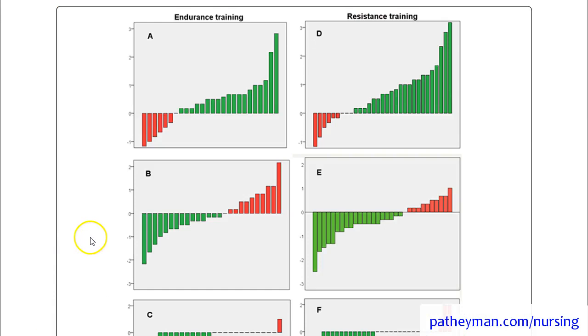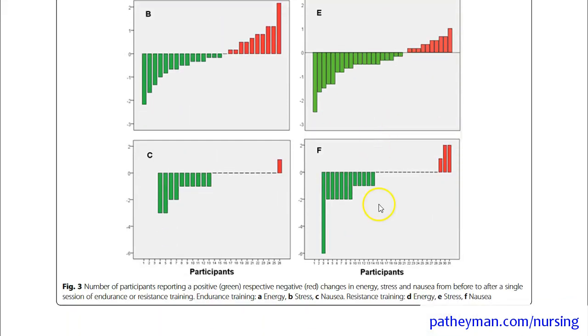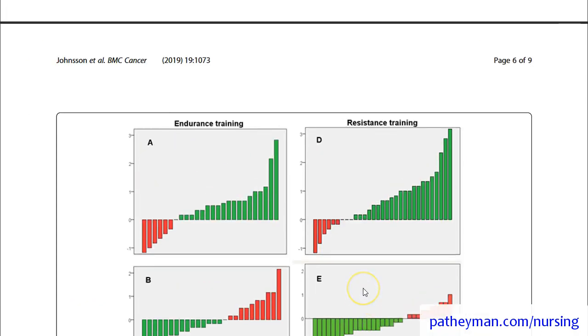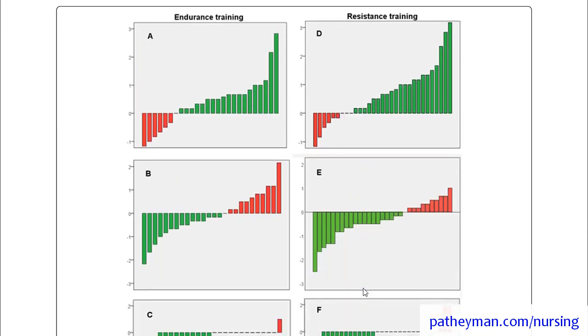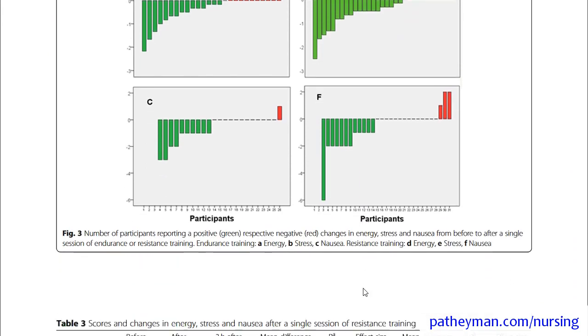All right, and these are your waterfall plots. So these show the people who completed the study, and some of them actually felt worse after the endurance training, and some of them felt better. And with resistance training, some of them felt worse and some of them felt better. So this is a graphical way of representing who felt better and who felt worse. And then what you can also see is that A is energy, B is stress, C is nausea, and D is... So anyway, you can read that on your own time. But what you can see is how it's represented, and that's kind of nice in this kind of a study.